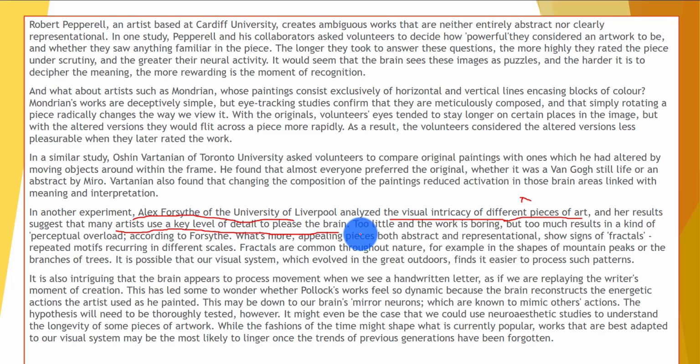Now let's continue. Too little and the work is boring, but too much results in a kind of perceptual overload, according to Fawcett. What's more, appealing pieces, both abstract and representational, show signs of fractals, repeated motifs recurring in different scales. Fractals are common throughout nature, for example, in the shapes of mountain peaks or the branches of trees. Okay, as you see, we need to go back to our question.